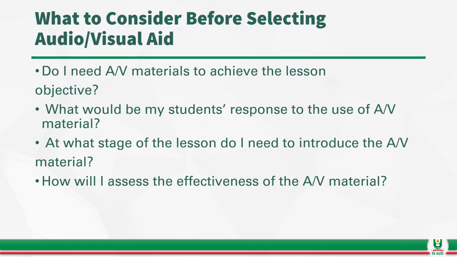How is the student going to see it? Are the students going to respond to the audiovisual material positively or negatively? At what stage of the lesson do you think you need to introduce the AV material? That's another thing you will consider. How will you assess the effectiveness of the particular AV material you are using? These are the things you should consider before selecting audiovisual instruction.